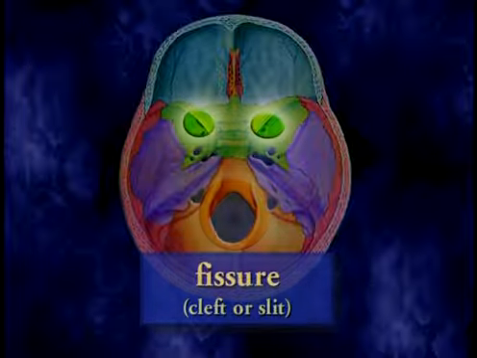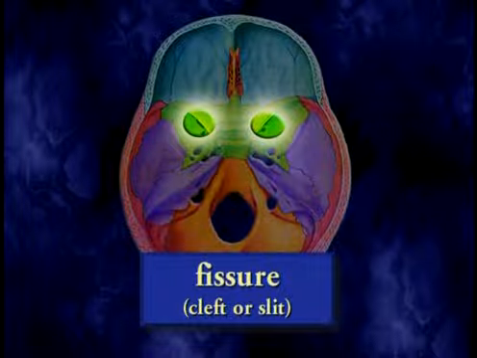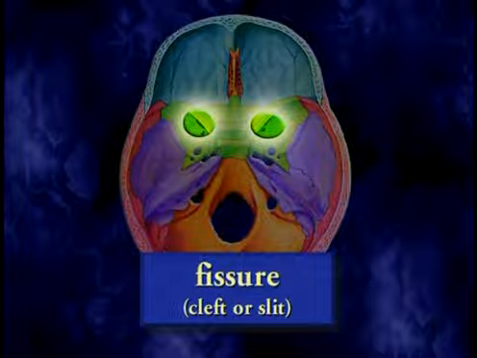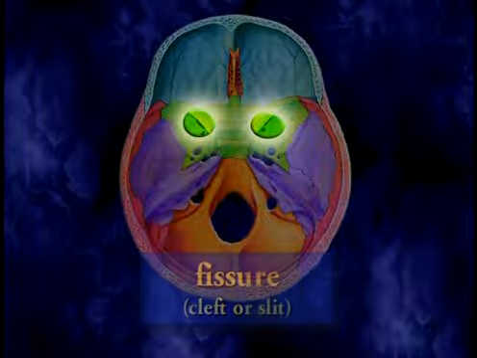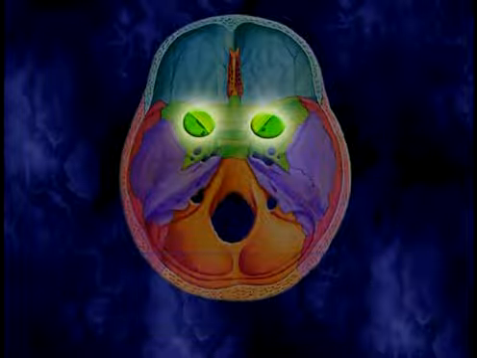And finally, there are fissures, slits, that look like the clefts between two rocks. And usually something goes through there, whether it's a nerve or a vessel. So those are the words you're going to hear us talk about quite a bit. Let's move on and take a look at the embryology and the development of bone.